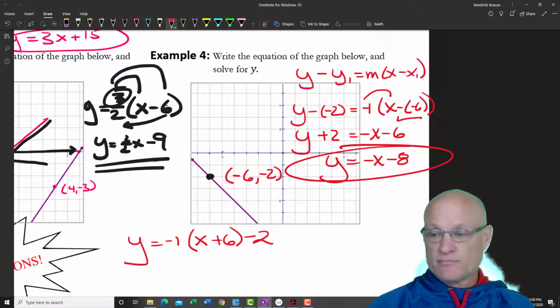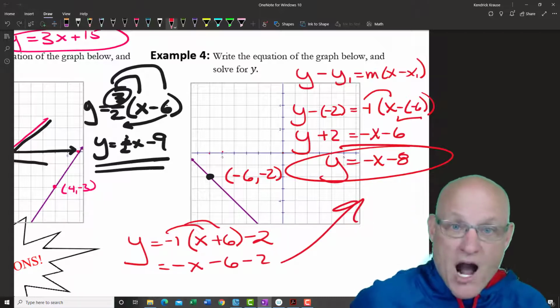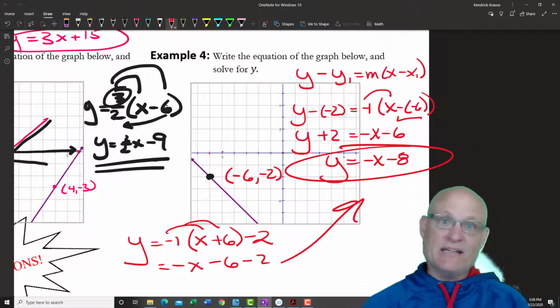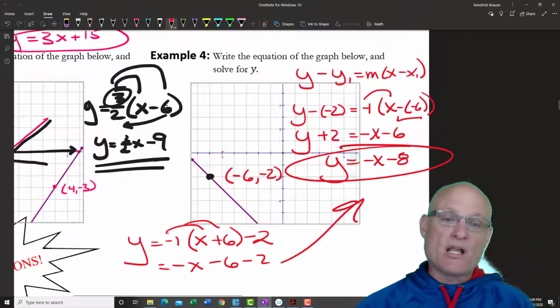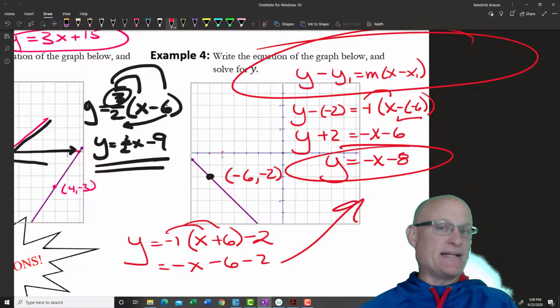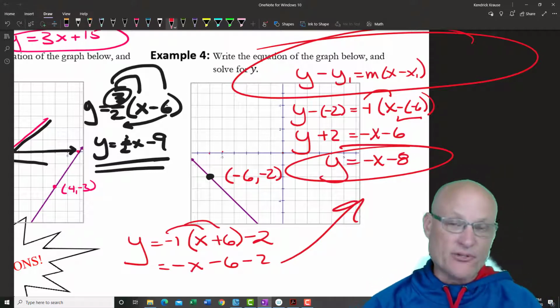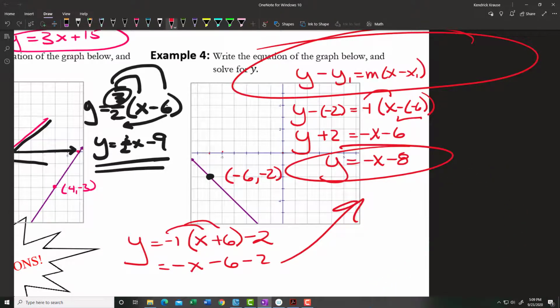There's the equation. Now, wait, is that the same as this? I don't know. Let's distribute. Negative x minus 6 minus 2. Isn't that going to be the same thing? Wow, that's crazy easy. So quite frankly, while I think this is kind of important for you to understand, if you can grasp the idea of the transformations, then that's a more important idea for you to grasp, okay?